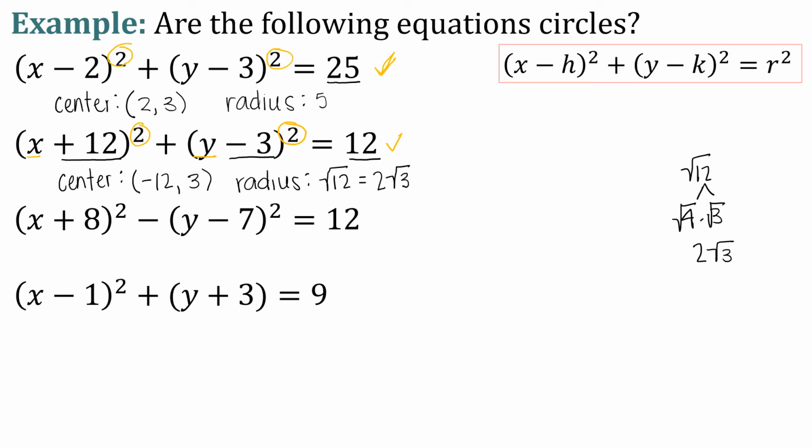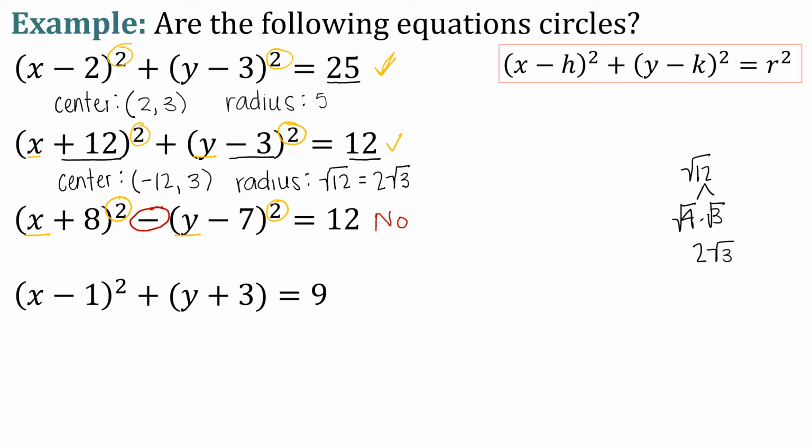Let's look at the next one. I have two squared terms. Let's look at our x's and y's. This is not a circle because I have this negative right here. So this is a no because of the negative.